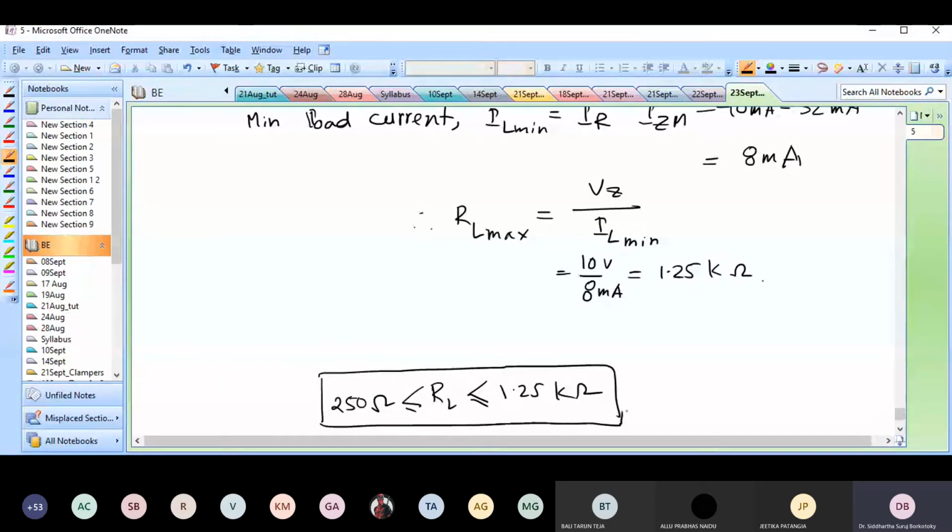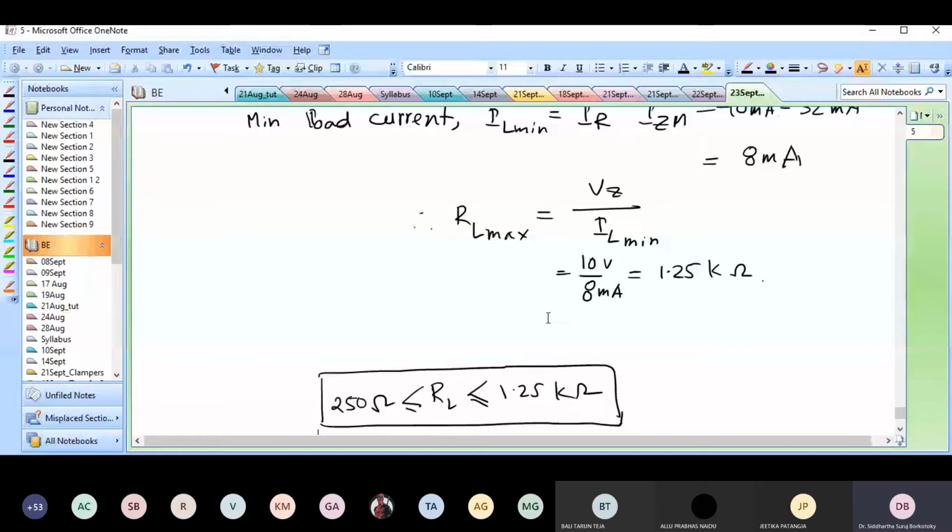So this is a typical question. Determine the range of load resistances that you are allowed to use with this particular circuit. So this is your diode with variable load resistances but fixed VI.